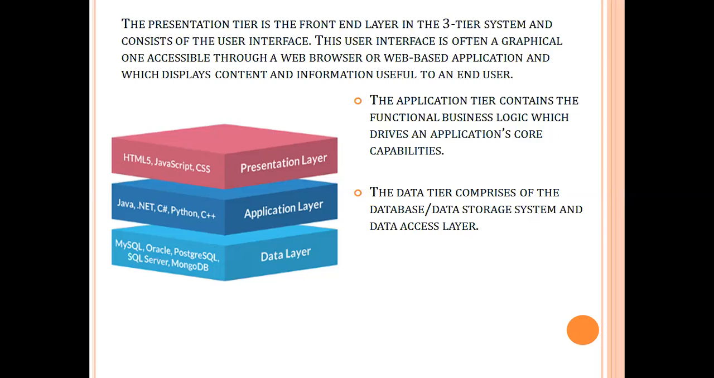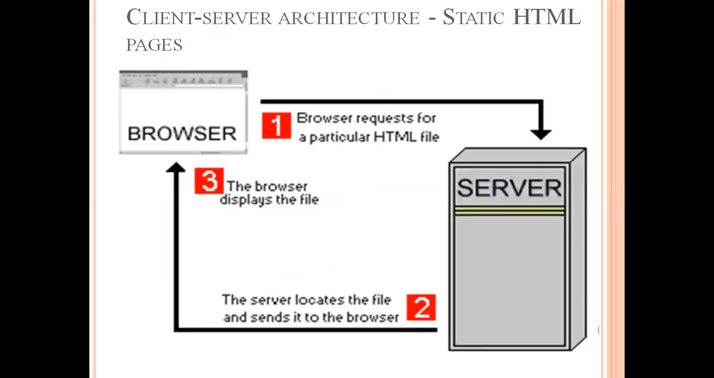Now if you see any advanced applications like Facebook, Gmail, Google applications, or WhatsApp, or any other applications will be using this three-tier architecture because it supports complex application. So whenever you're going to design a complex application, we should use this three-tier architecture. Now, if you see how client and server will communicate with each other with a static HTML page.